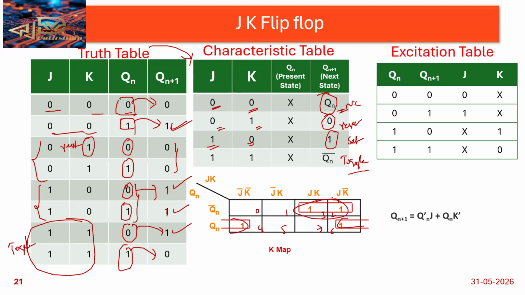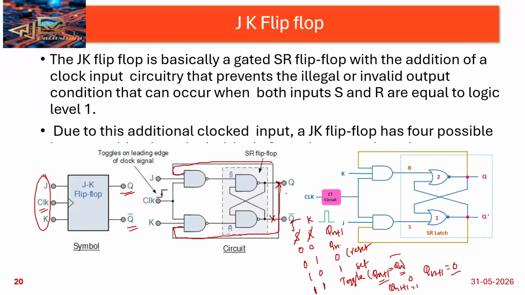Then J is the common variable, and then Q bar is the output. So Qn bar and then J, so Qn and K bar is the output. So that is the reason we are connecting Qn bar to the input J and Qn to the input of K bar. That is the reason we are connecting these values. See, Q is connected to K bar, and then Q bar is connected to J.